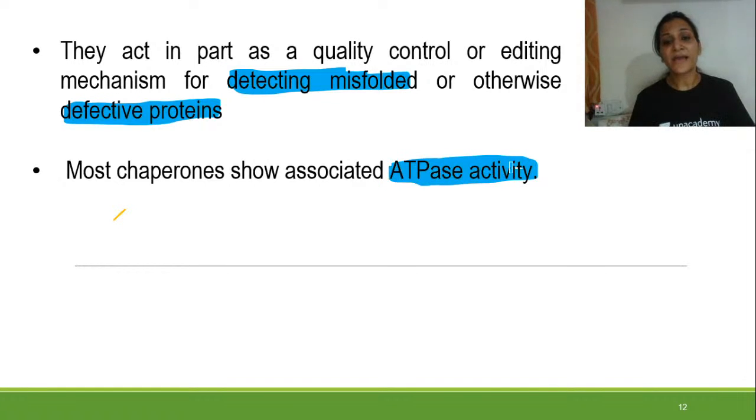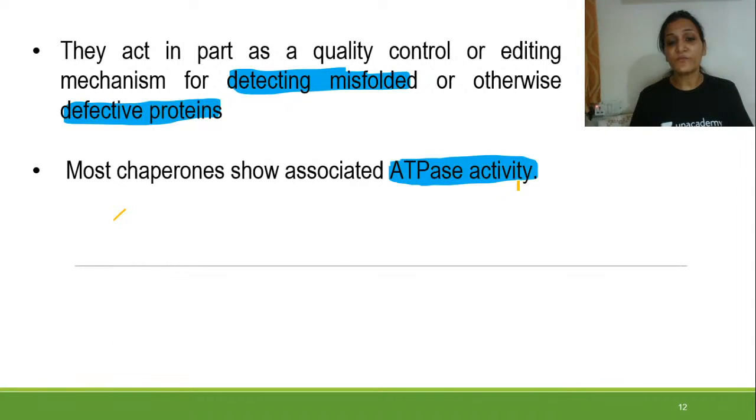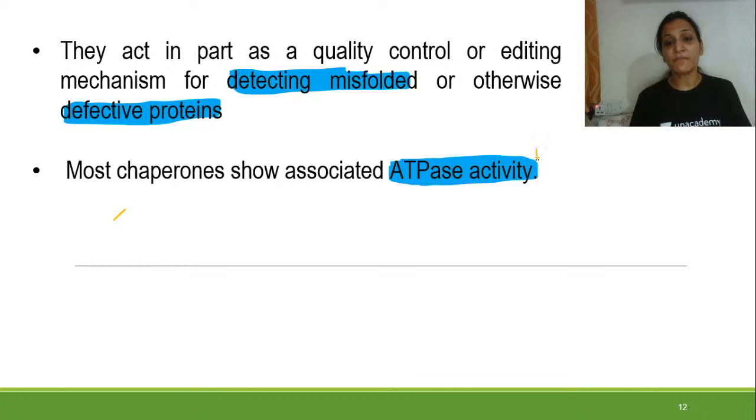Wherever I am highlighting things, try to keep at least these things in your mind, because they are very important for the PYQs and for the questions. Wherever I am highlighting, they are some time or other asked in the exams. So for this chaperone, most of the time its activity is ATP dependent. It has ATPase activity, right? It is assisted by ATP, and it itself behaves like an ATPase.